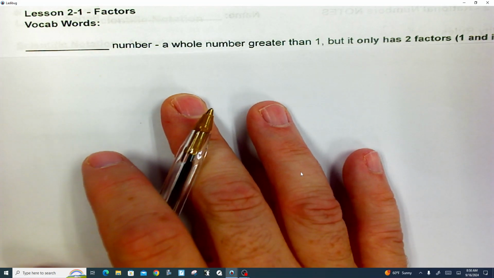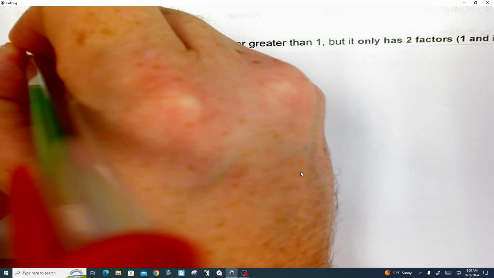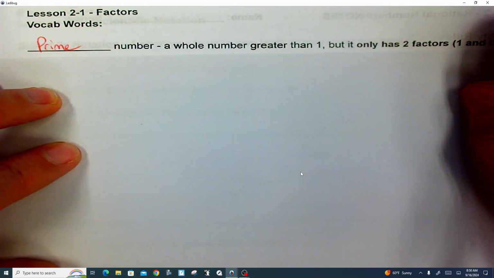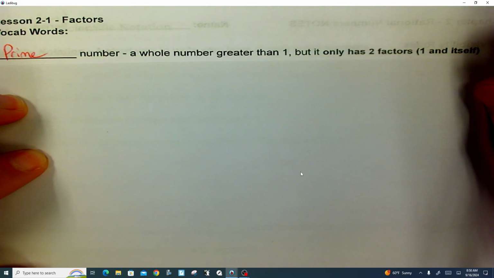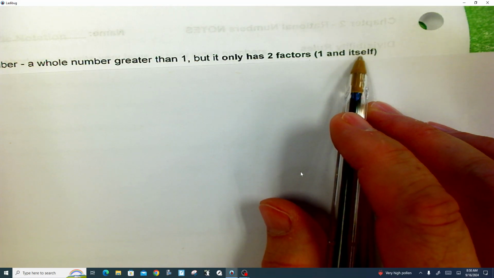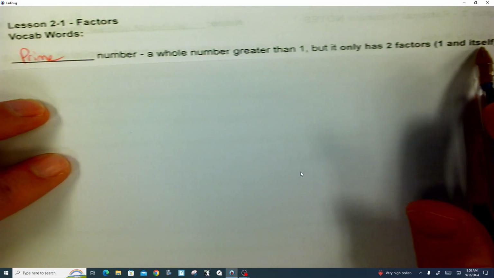All right, folks, here's lesson 2-1. Here's some vocab words right here. A prime number is a whole number greater than 1, but it has only two factors, 1 and itself. We'll talk about that in a bit there, okay?